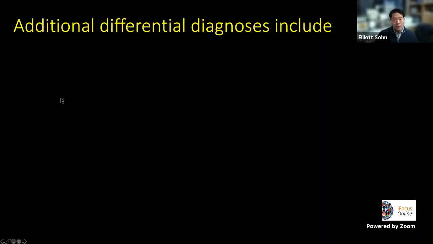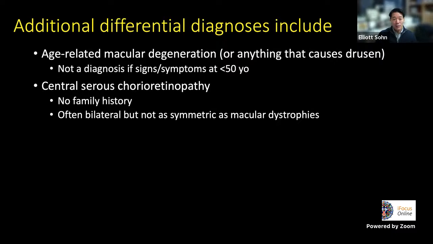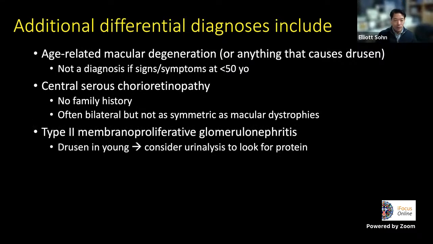There are a couple of other things you should think about when you're trying to determine whether they have a macular dystrophy or not. As I mentioned, AMD, and really anything that causes drusen. As you're going to see, a lot of the patients with macular dystrophies have some drusen in their macula, so anything that causes drusen could potentially be mistaken for a macular dystrophy. Central serous chorioretinopathy is different from a macular dystrophy in that it has no family history and is often bilateral, but not as symmetric. You can get some RPE changes in the other eye, as you often do when they have a presenting lesion in one eye, but not as symmetric as macular dystrophies.